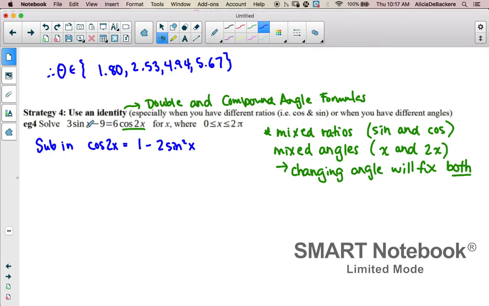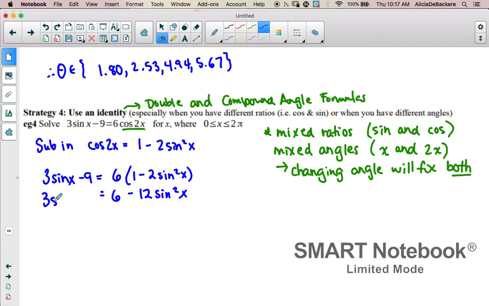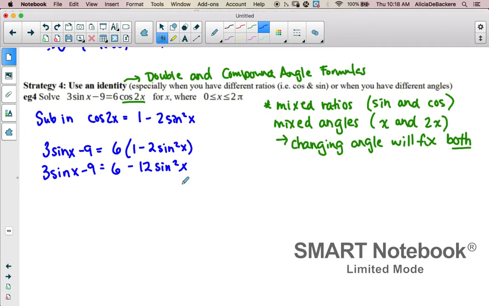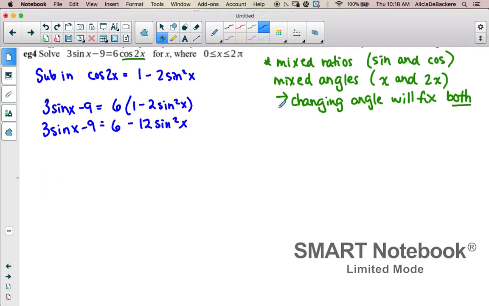And so now my equation looks like this, and then I can distribute the 6 into the bracket. And now when I look at this equation, what I notice is that there is a squared on the sine, so I do have a quadratic that I need to solve. So to solve my quadratic, I'm going to move everything over to one side. Oh, I did not leave a lot of room here. I hope you did.